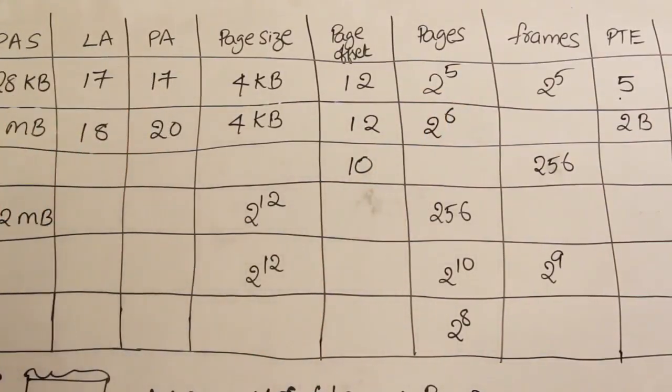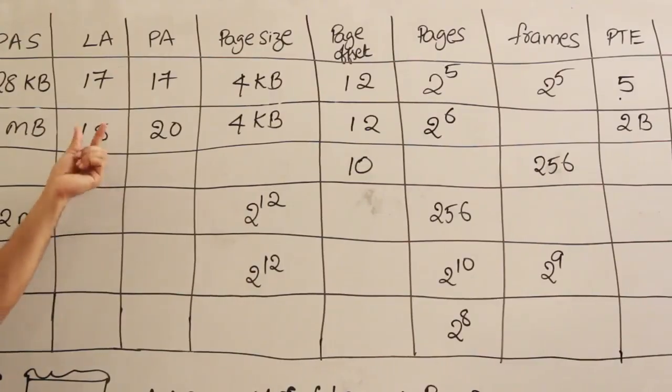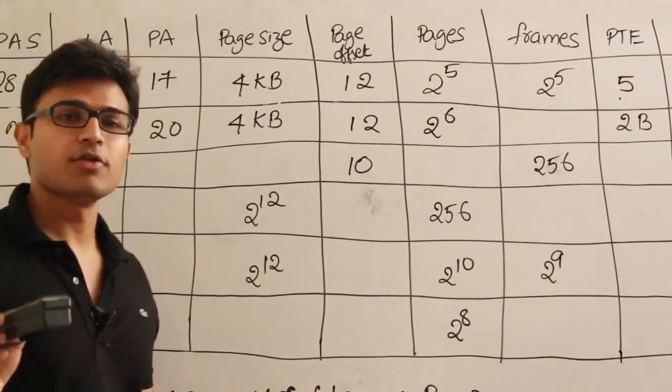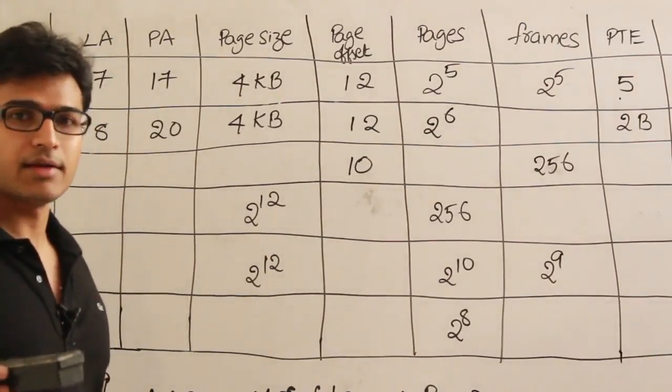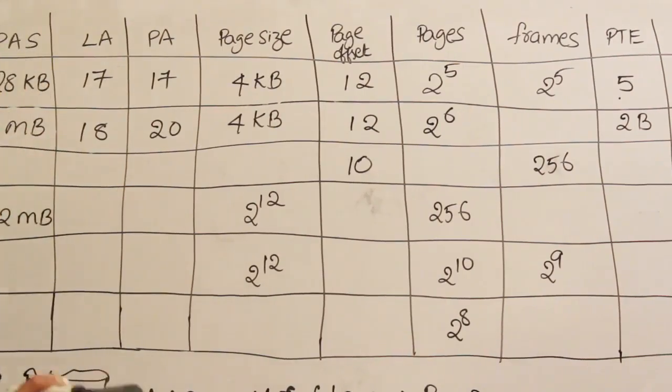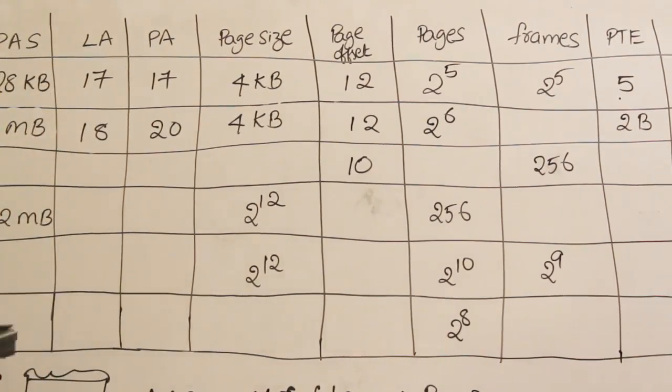Always remember this, the logical address will always be greater than the page offset, right? The reason is the logical address should at least contain these many pages. Okay, I'll talk about this constraint later.